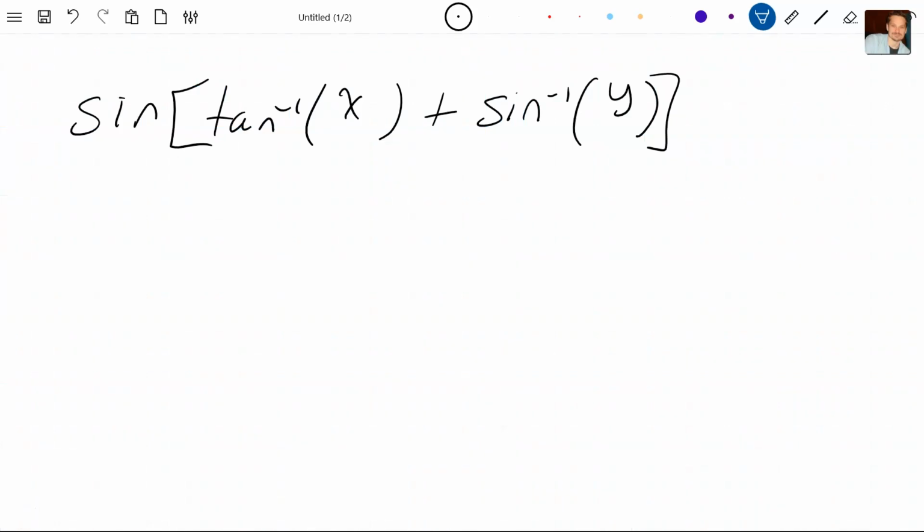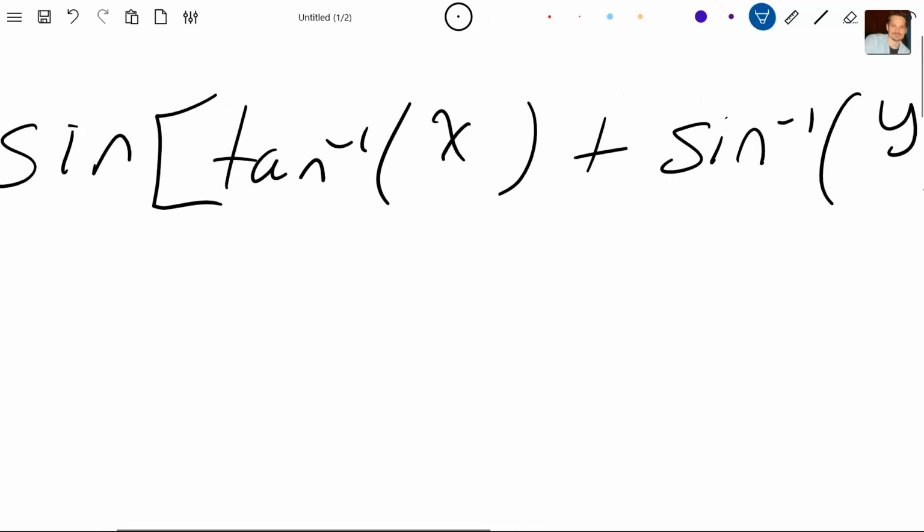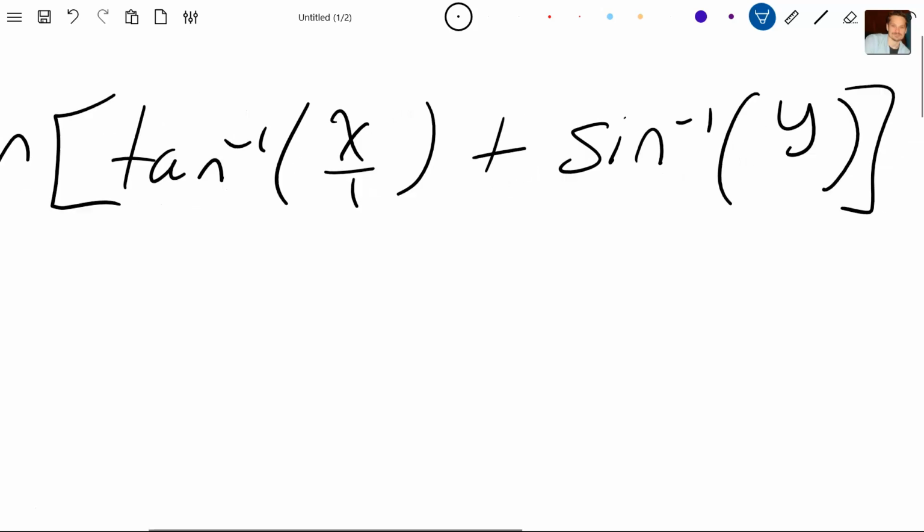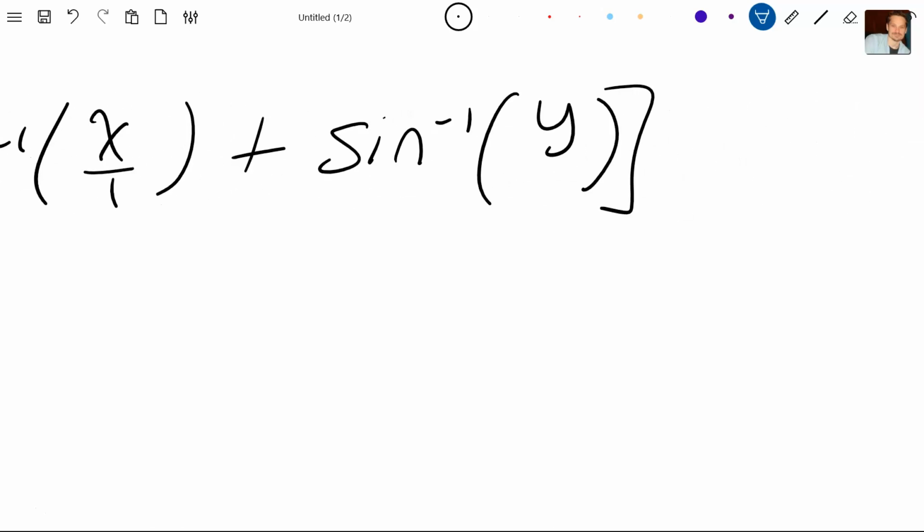Hello everybody, in this one, just for fun, we're going to find the domain for this function here: sine of tan inverse of x plus sine inverse of y. So first, so we can build up some pictures using triangles, we should know that where it says tan inverse, it's really x over 1, and where it says sine inverse, it's really y over 1.